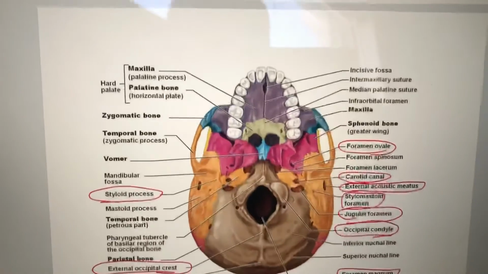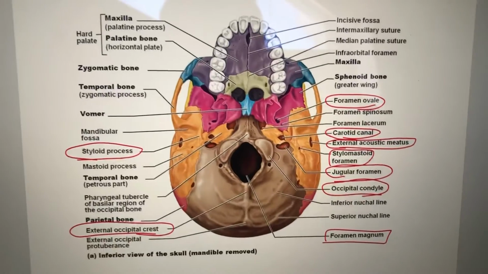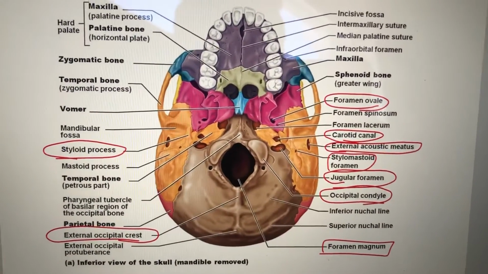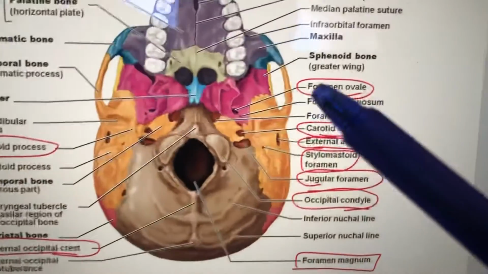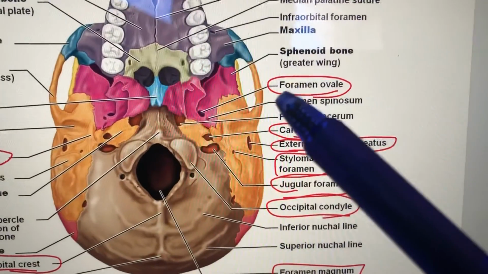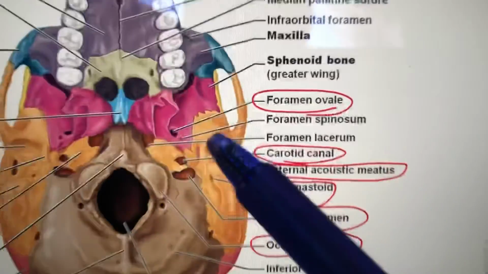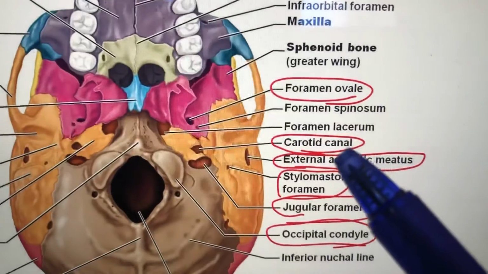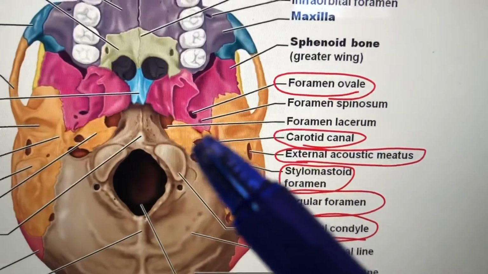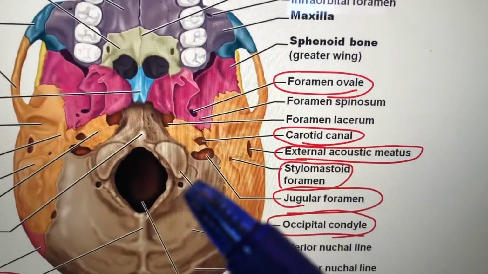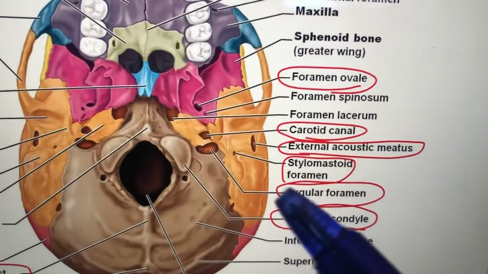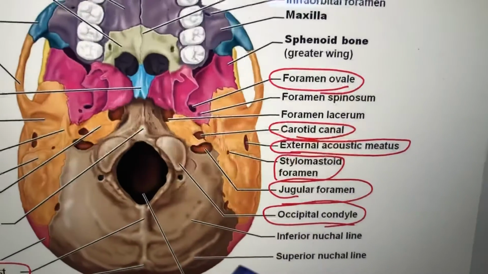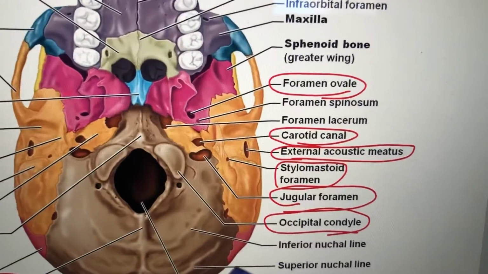So now I'm going to show some of the foramens. Okay, so we're just going to go down the list here. The foramen ovale is this little dot here. The carotid canal is right here and is just anterior to the jugular foramen. So those two are going to be close together, the carotid canal and the jugular foramen.